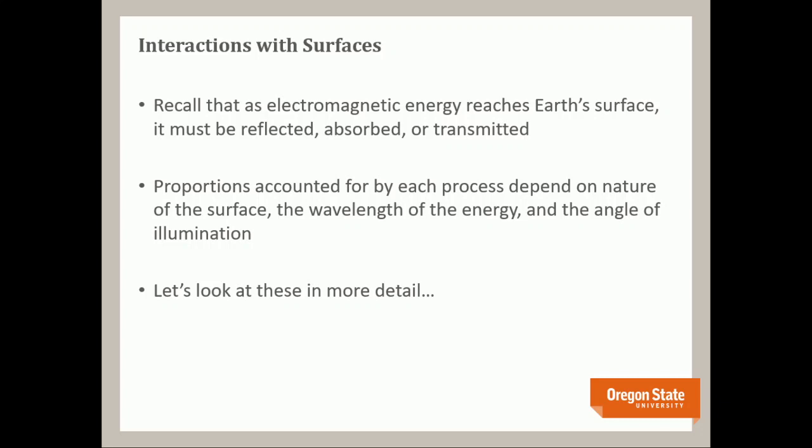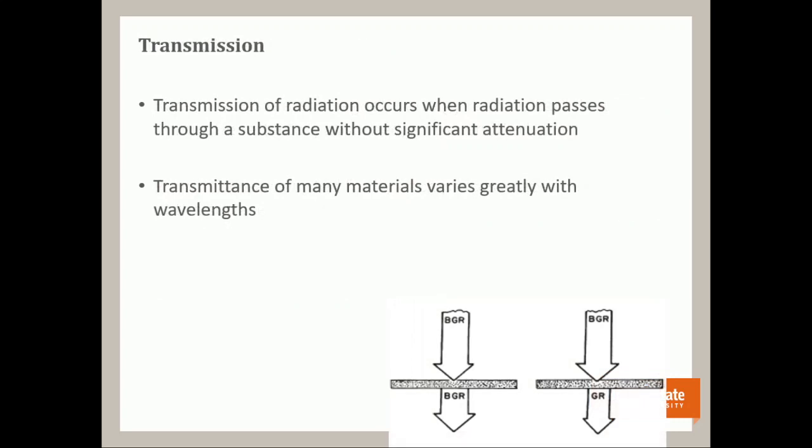Recall that in the previous lecture, as electromagnetic energy reaches Earth's surface, it must be reflected, absorbed, or transmitted. The proportion accounted for by each process depends on the nature of the surface, the wavelength of the energy, and the angle of illumination. Let's look at it in more detail.